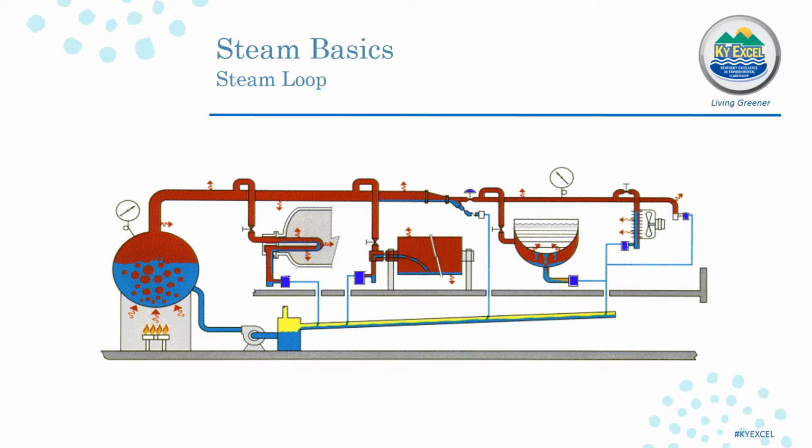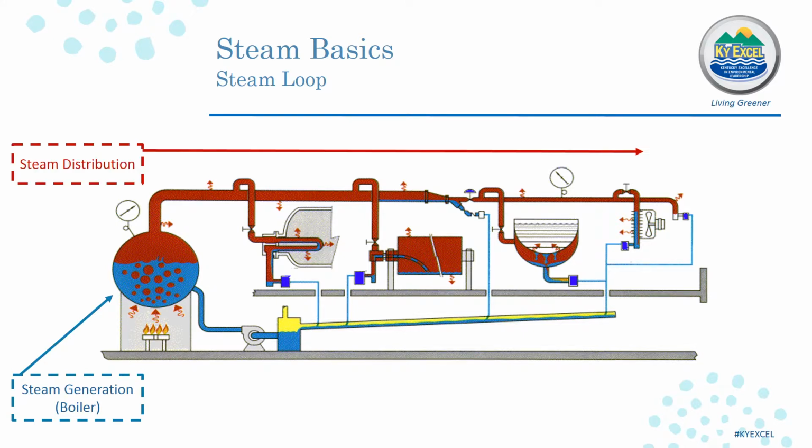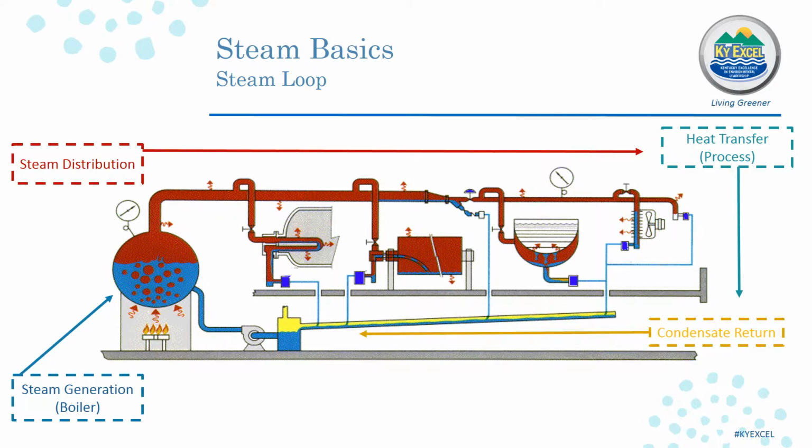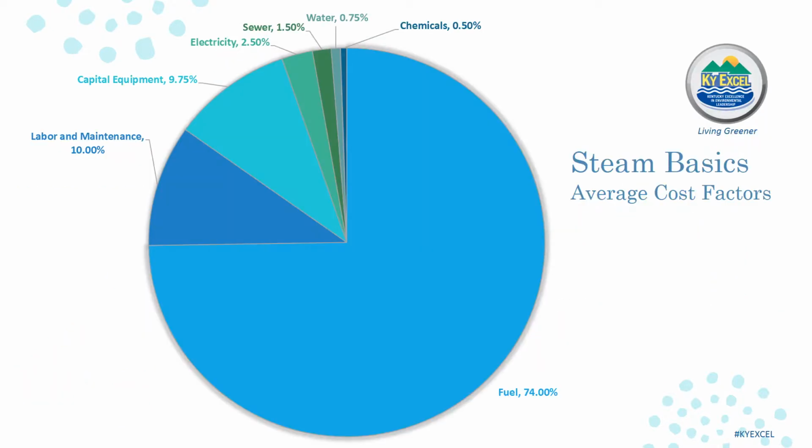Most steam systems are designed in a loop that consists of 4 basic sections: steam generation, steam distribution, heat transfer, and the condensate return. Steam production is affected by several factors. Site-specific variables must be taken into consideration and assessed when determining cost factors that affect steam operation. Key cost factors include fuel, labor and maintenance, equipment, electricity, sewer, water, and chemicals. Keep in mind, site-specific variables are often overlooked or assumed in published efficiency data.